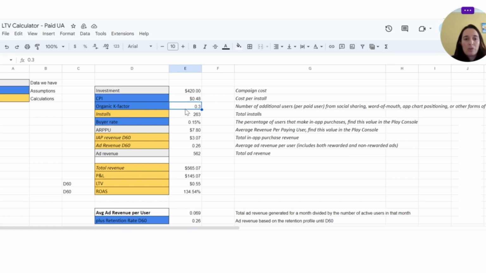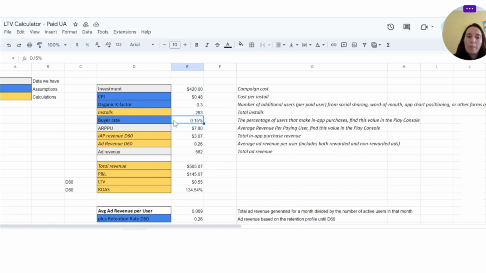Then another assumption, our organic virality. Virality means how many organic installs we will be having additionally if we implement this campaign. We have some kind of what we call a K factor in marketing. You can use previous averages from your historical data. And that's how you calculate the total number of installs, the total amount of new users we will be having with this campaign, by dividing the investment by the CPI and multiplying by the organic virality.